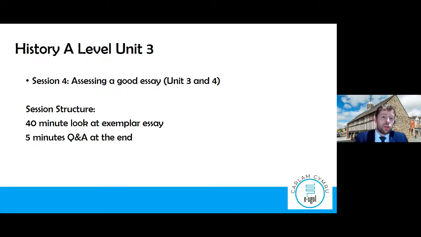So today then, we're going to assess a good essay, right? Unit 3 and 4, about a 40-minute look at an exemplar essay. At the end, there'll be 5 minutes or so for question and answers if you've got any. So, as we're going, feel free to put them in the chat. There's not anyone else on the call with me to look at them as we go along, but I will do it at the end, even if that means going back to the beginning for those questions. No bother at all.